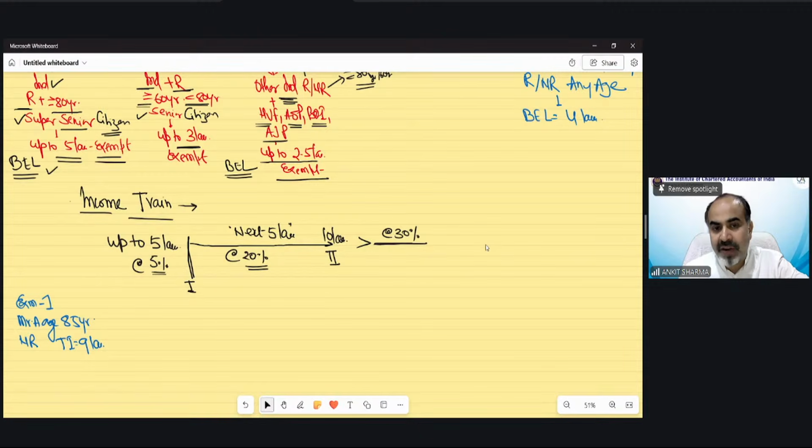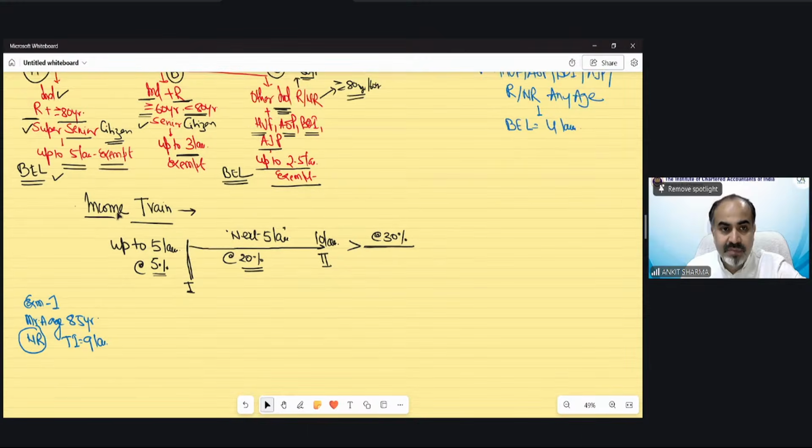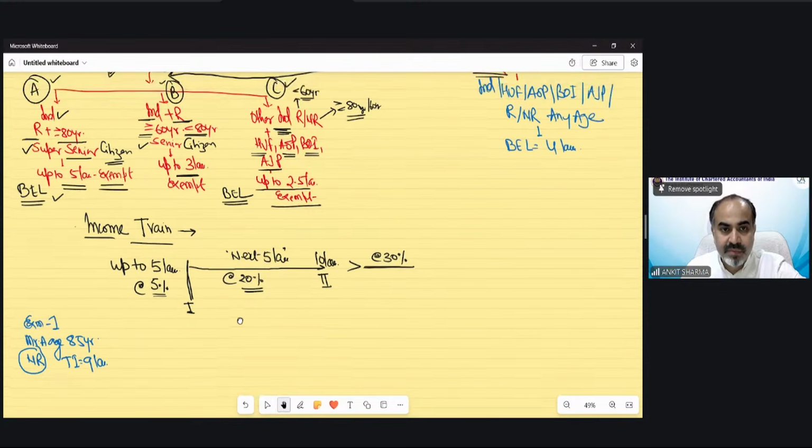Kashish is 2.5. So those saying 5 lakh is wrong because I have written it, it's a non-resident. You have to be very careful to find out which category we are discussing. We have discussed that in A category, the person should be resident. I have told you, for all non-residents, the category would be C. The person should be resident to be categorized as super senior citizen.